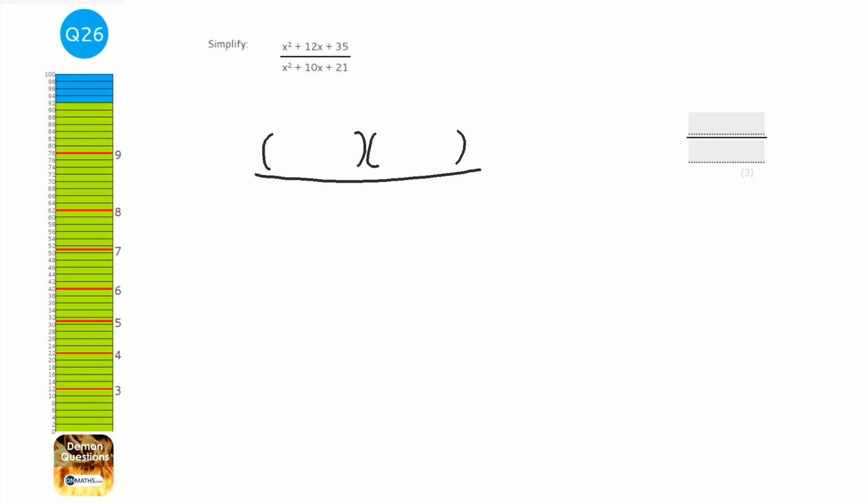So I know it's going to be x at the start. I need two numbers that add together to make 12 and times together to make 35. Well, that's going to be 7 and 5. Then I need to factorize the bottom. Now, a little bit of a cheat here. I know one of them will be the same. So either one of them's going to be x plus 7 or one of them's going to be x plus 5.